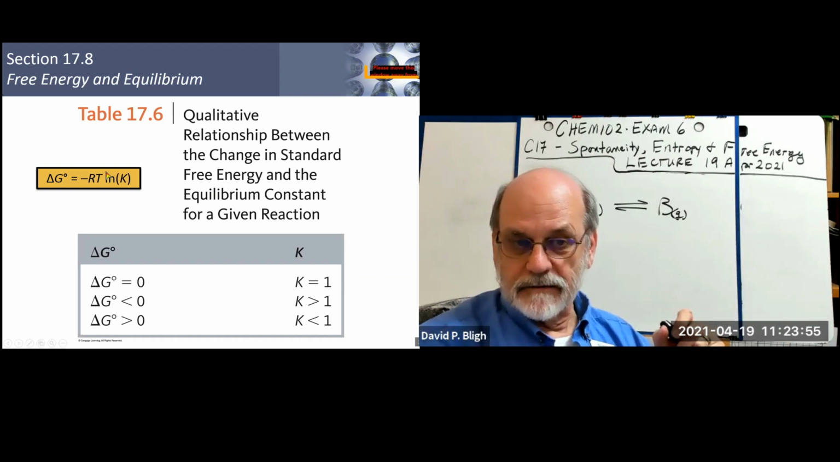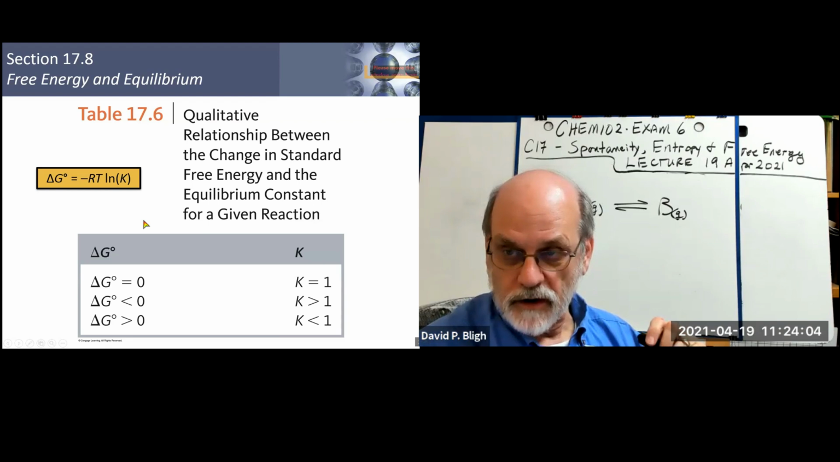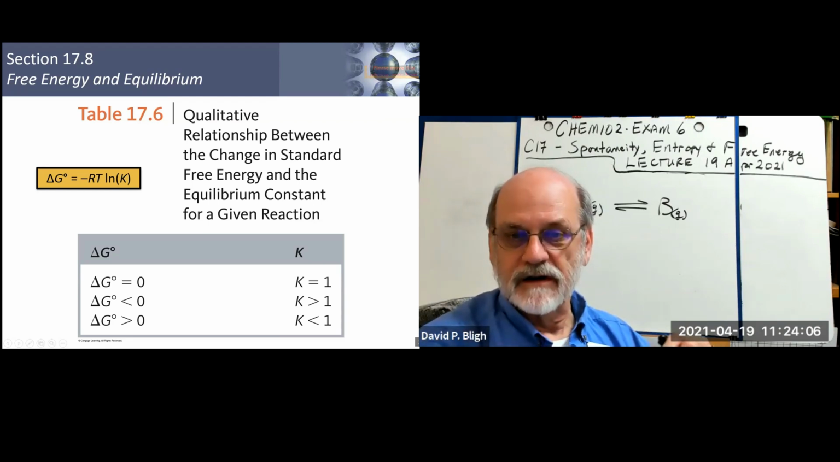So what does that mean? That means if K equals 1, delta G0 is 0. Under standard conditions, there is no free energy drive for this reaction.